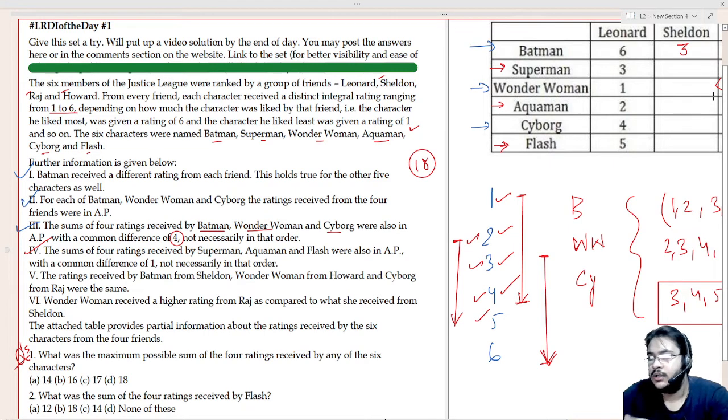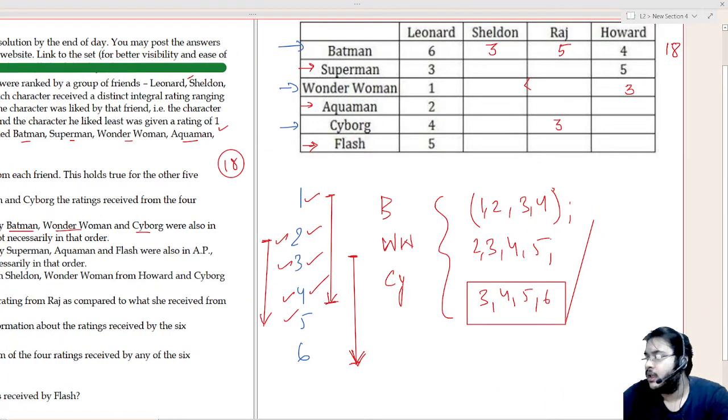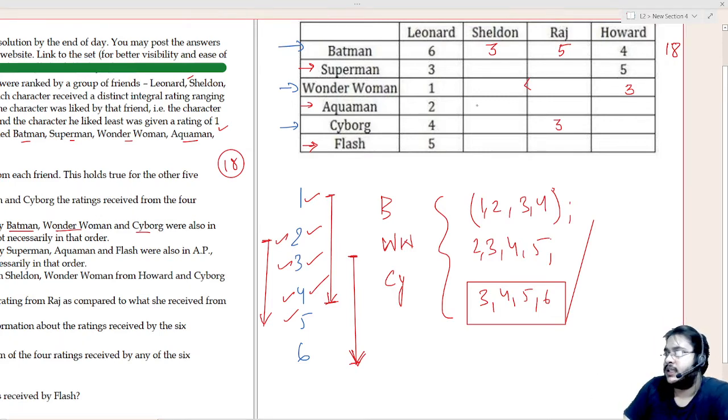Okay, so let's see what we can do with this thing. One thing that I know now is 1 and 3. Where can I put 1 and 3? There is only one possibility, that is 1, 2, 3, 4. Otherwise there's no other possibility. So now this becomes really easy.